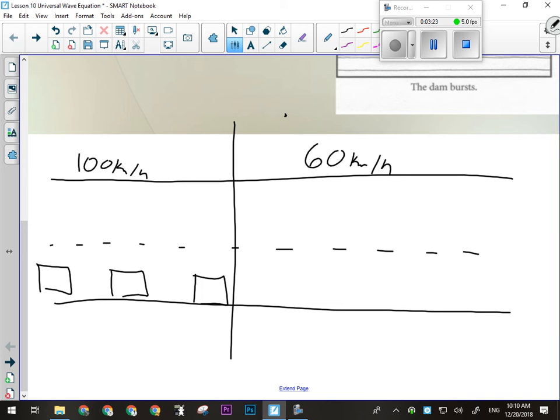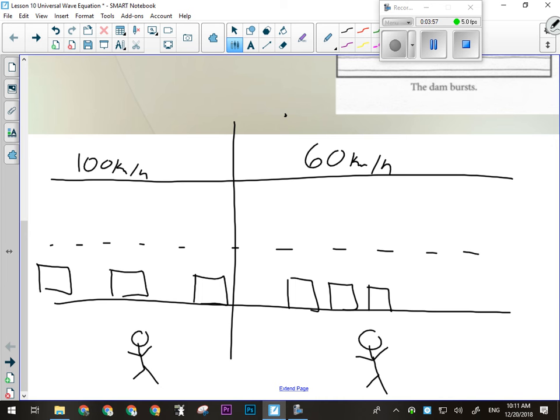So if I have an observer here, he or she sees cars moving very quickly that are spaced far apart. An observer here observes cars moving slower, spaced more closely. What do they both see the same? The number of cars that go by every second. The frequency of cars doesn't change regardless of the speed or the distance between them.